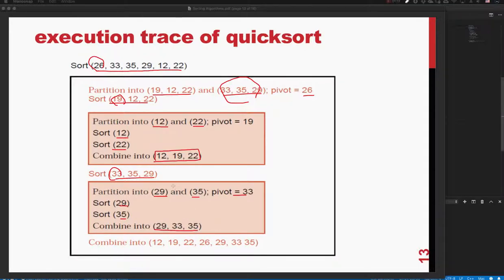Now combine all together around the 26. So you have 26, the one on the left-hand side is sorted, and the one on the right-hand side is sorted. So we have a combined array as a result of a quicksort.